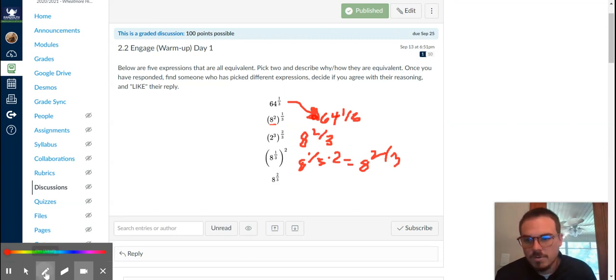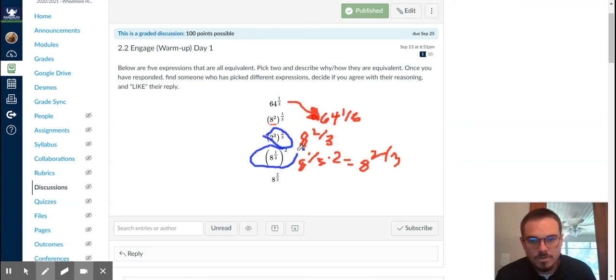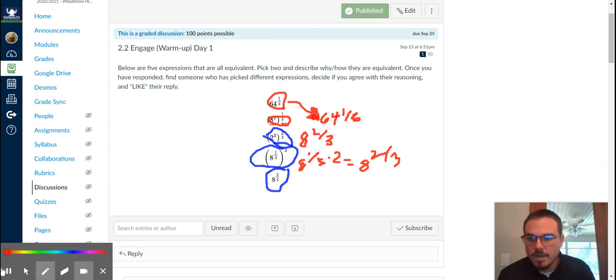So let's grab a different color here and say that this one and this one are similar. And then if I look at the last one, 8 to the power of 2/3, hey, that's the same as the other two. So the bottom 3 are all similar or equivalent, and the top 2 are similar or equivalent. So we can see how those match up. Now you know how to do it.